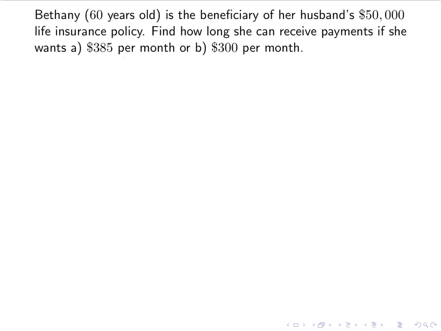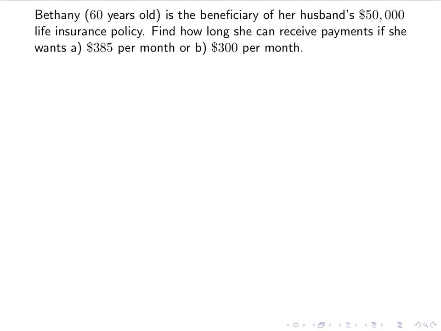So let's try another one. Bethany, who's 60 years old, is a beneficiary of her husband's $50,000 life insurance policy. Find how long she can receive payments if she wants A, $385 per month, or B, $300 per month. So we haven't done this type yet. This is the fixed amount.